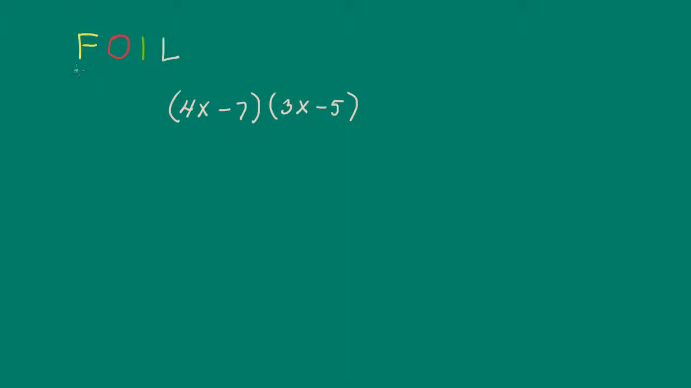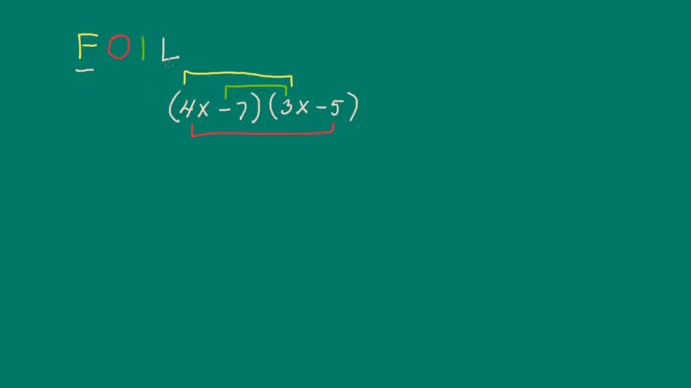Today we're going to use the FOIL method to multiply two binomials. So F would be first terms, so we would multiply 4x by 3x, and O would be the outer terms, so that would be 4x multiplied by a negative 5. I, the inner terms, so that would be a negative 7 times 3x.